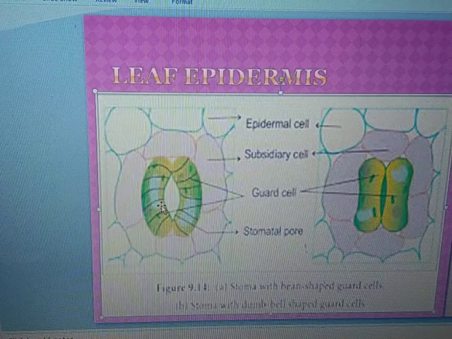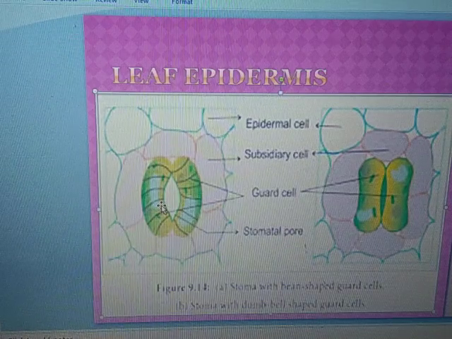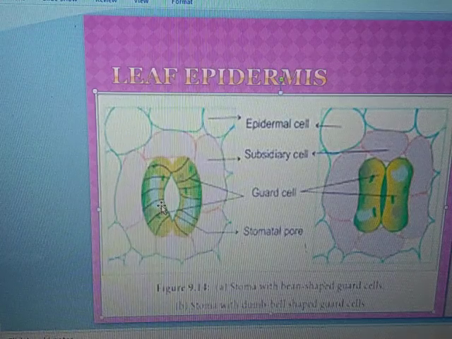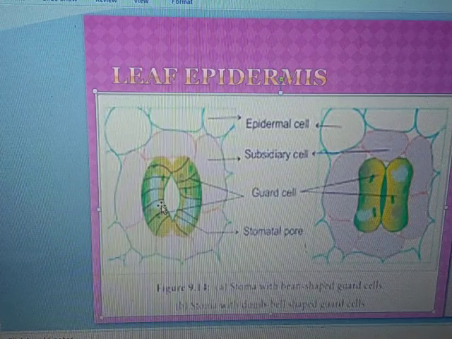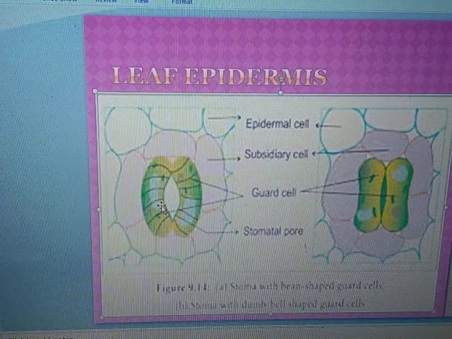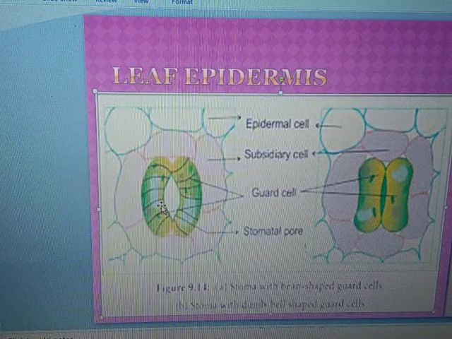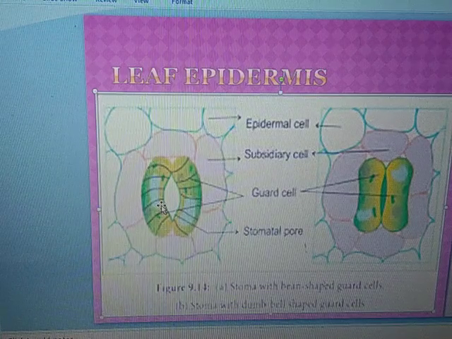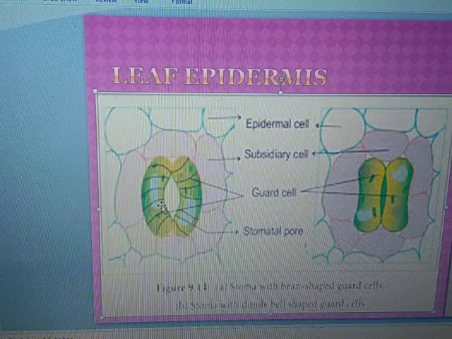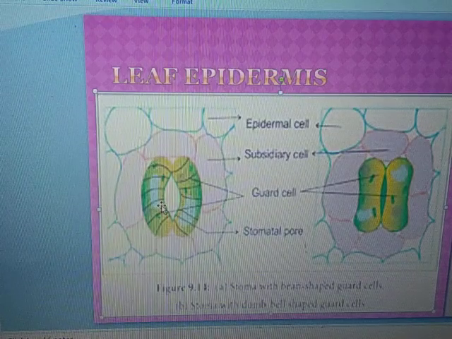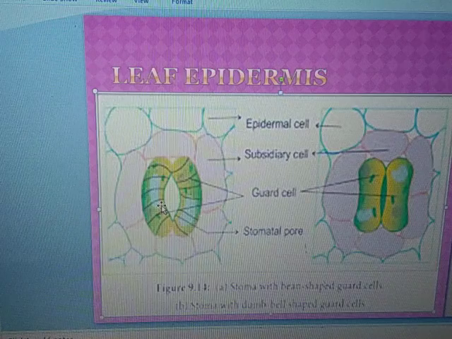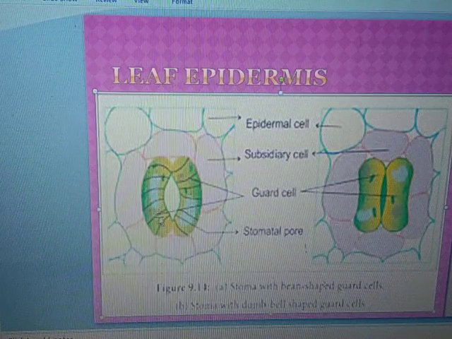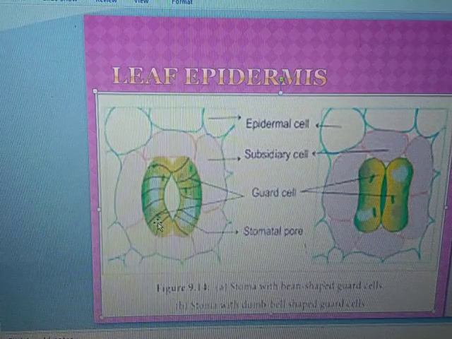These stomata are responsible for the exchange of gases. They also help in the loss of water from the surface of the leaf through the stomata, and that process is called transpiration. Stomata are enclosed by two kidney-shaped cells. You can see here these cells which I told you about; these are called guard cells. They are kidney shaped.